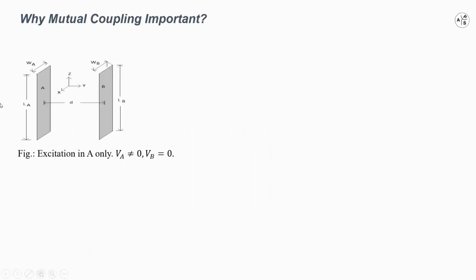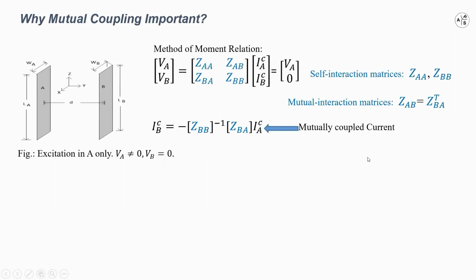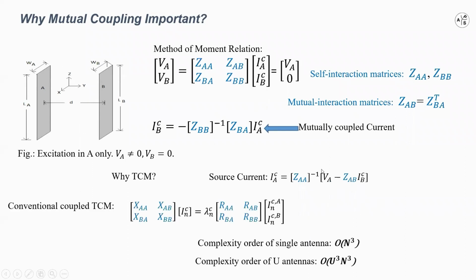So why is mutual coupling so important in antenna arrays? If we excite one antenna, it induces some parasitically coupled current in the next antenna. So the coupling between two antennas is characterized in terms of this coupled current. If we go by the method of moment technique, the coupled current can be written like this, which is dependent on the excitation on the first antenna.